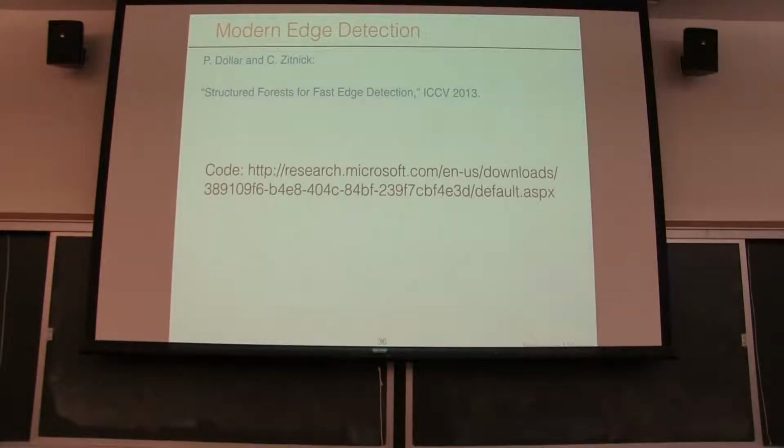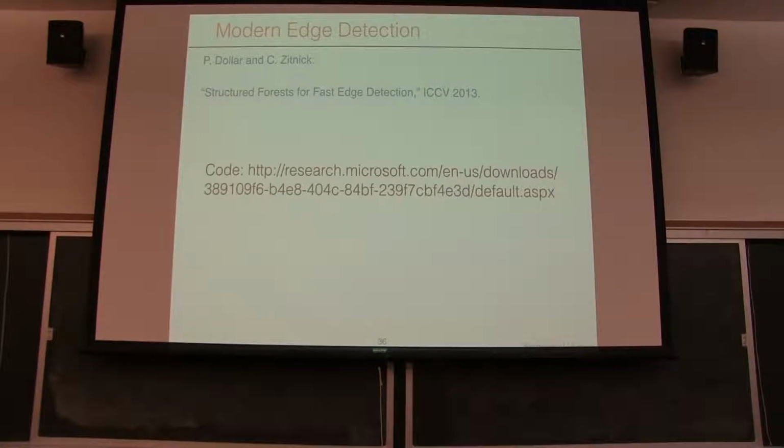So let me talk about now something that is much more recent for edge detection. And this already is, I mean, now computer vision is moving really fast. So this is already a few years old, and there are even more modern methods than this. But I think this exemplifies what is happening in the field.